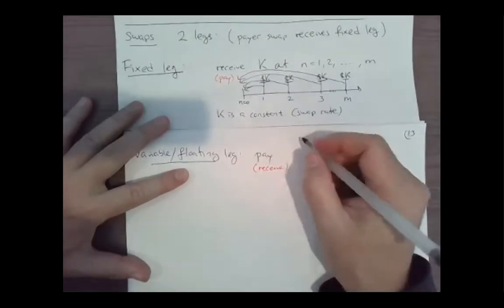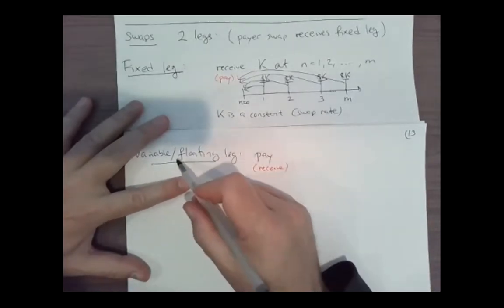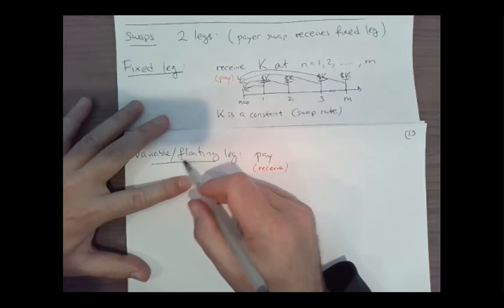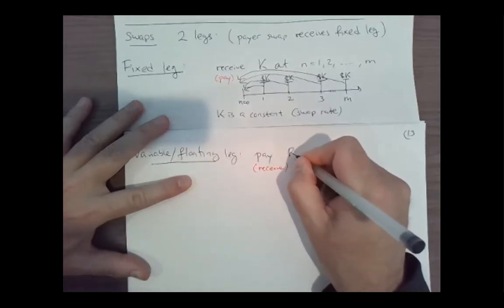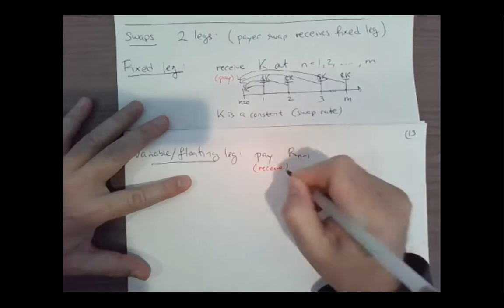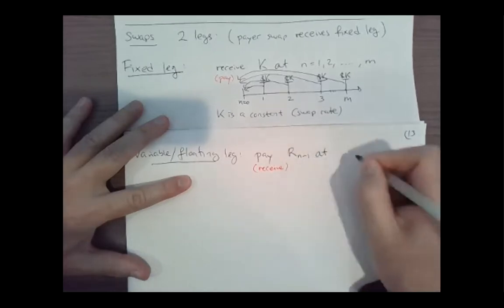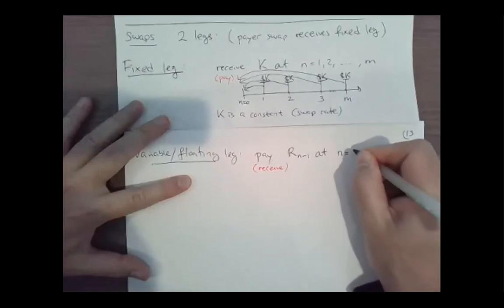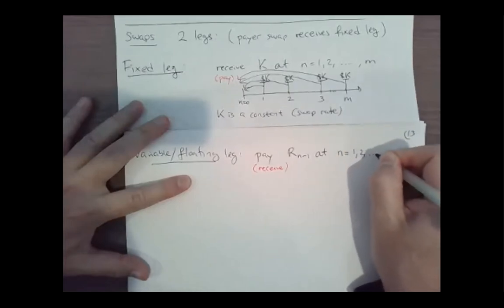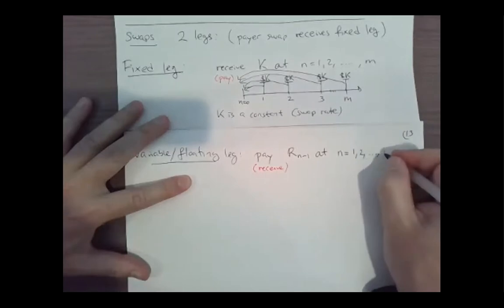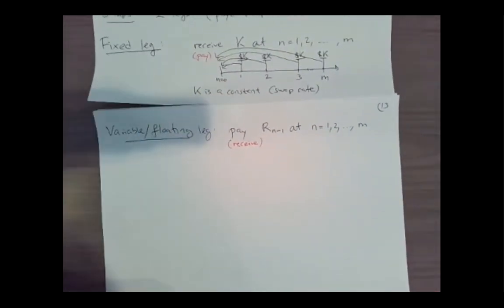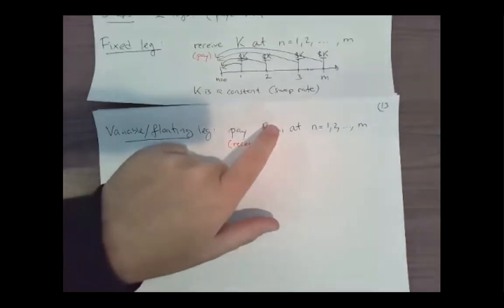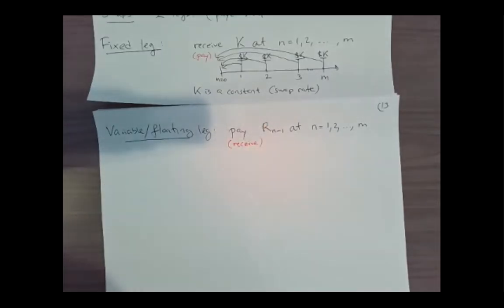So now what you're doing is you're paying, and the thing you're paying is stochastic. That's why it's called floating or variable. You're going to pay R_{n-1} at time n equals 1, 2, up to M. That's the interest rate, which is stochastic in this model here.